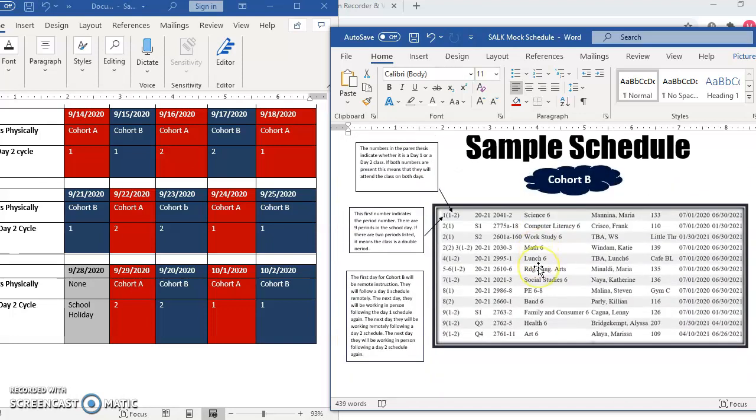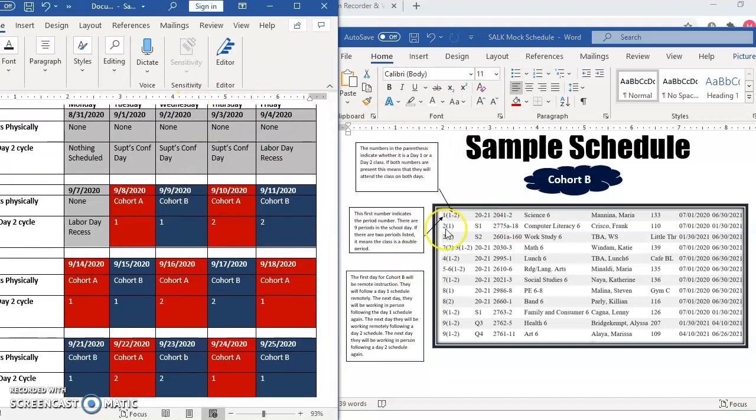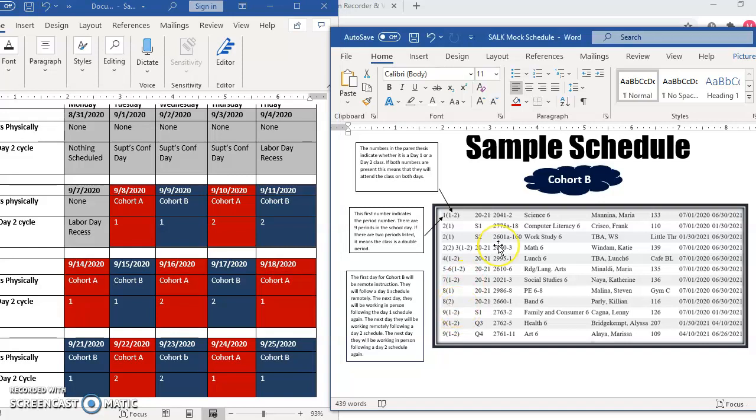Okay, and the same thing goes for cohort B. So I'm using the same schedule here as an example. Cohort B, you'll start remotely. So your first day of school on the 8th, you're going to be working remotely from home following a day one schedule. Okay, the next day, which is the 9th, you're going to be in person, again following a day one schedule. Then the 10th, you're going to be working remotely, but following a day two schedule. Then the 11th, you're going to be in person following a day two schedule.